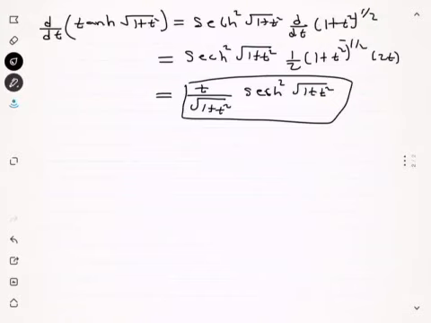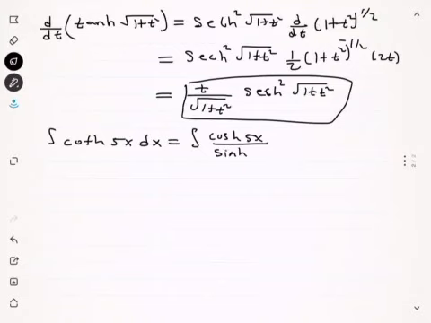Okay, now suppose that we want to find the integral of hyperbolic cotangent of 5x with respect to x. Well, you can write that as the integral of hyperbolic cosine of 5x divided by hyperbolic sine of 5x dx.